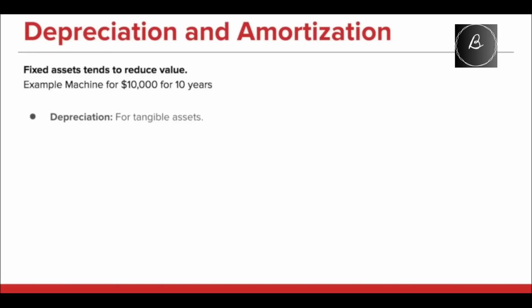Amortization, on the other hand, refers to the writing off of the cost of intangible assets. These include patents, copyrights, trademarks, franchisees, and goodwill, which will have utility for the specified period of time.